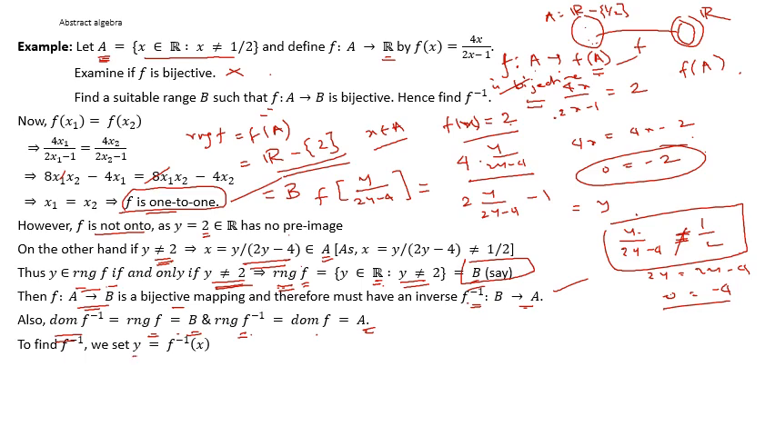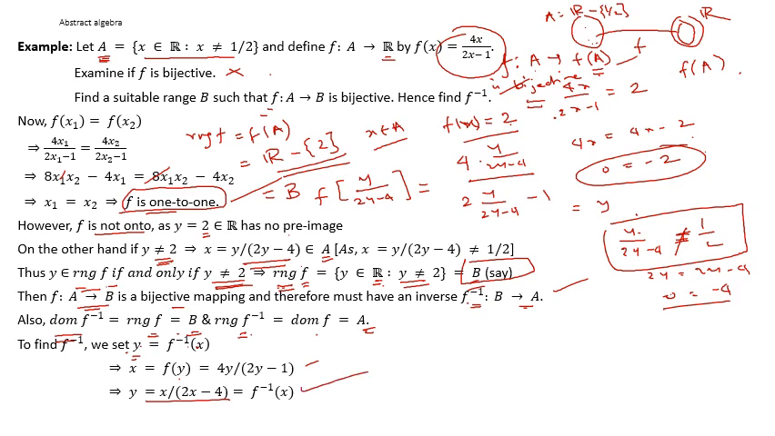We set y equal to f inverse x, which means x equal to f of y. And what is f of y? Since fx is 4x by 2x minus 1, f of y is 4y by 2y minus 1. Simplifying this, we get y equal to x by x minus 4. So basically f inverse x is x by x minus 4.